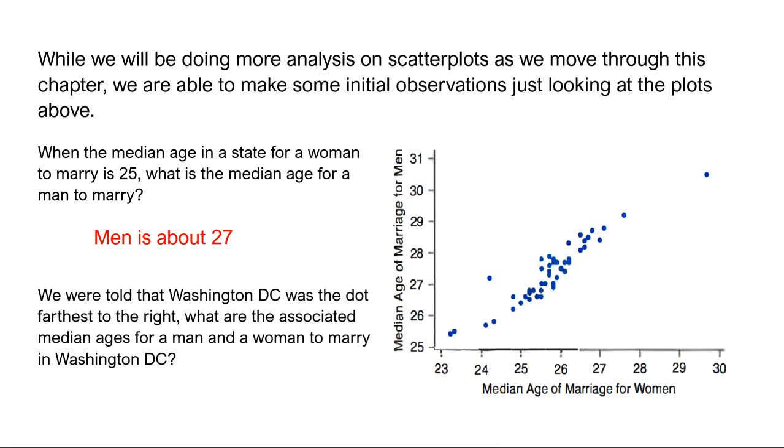The next question was, again, we were told Washington, D.C. was way up on the top right-hand part of the screen. So what are the ages where a man and a woman would marry in Washington, D.C.? We go over to the woman. It's pretty close to 30. The man is somewhere between 30 and 31, so I'm going to lean toward the other side and say that the man is about 30. So in Washington, D.C., the typical marriage ages are 30 for women and 31 for men. That's what we're getting from this scatterplot for the typical marrying age in different states in the United States.